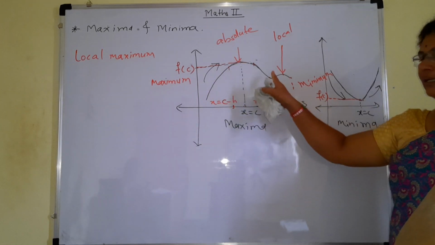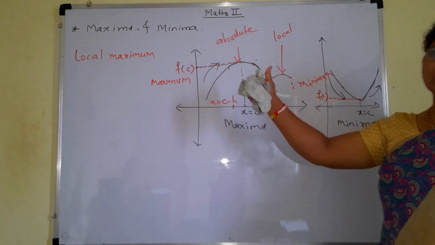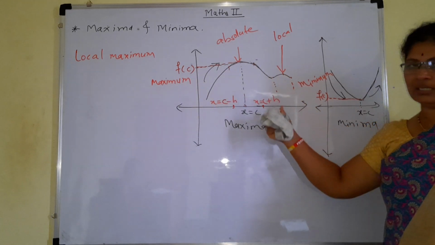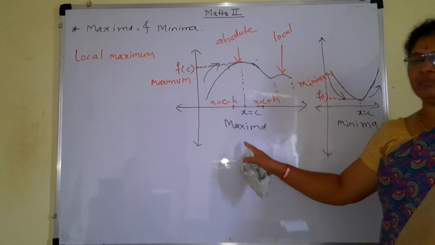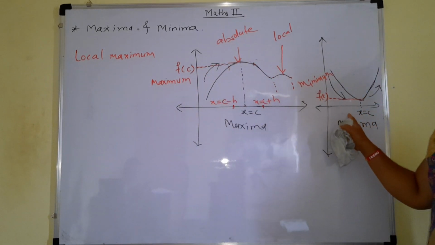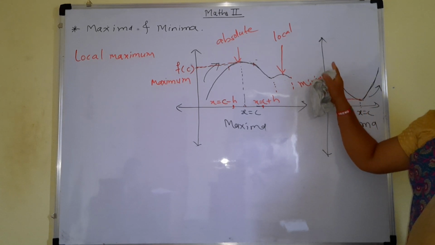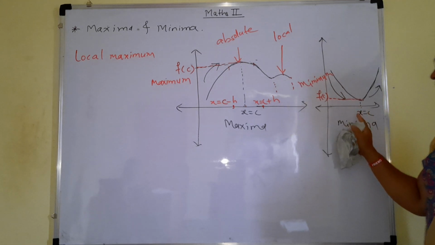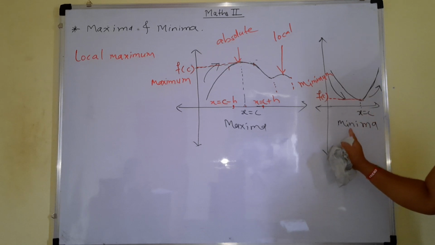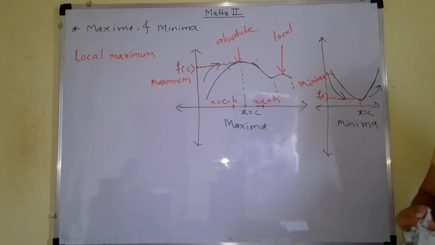Increasing function, decreasing function. For the same function, if a part is increasing and after a point, the part is decreasing, then that point is maxima, and the value of the function is maximum. If for a function at x is equal to c, before x is equal to c the part is decreasing, and after x is equal to c the part is increasing, then x is minima, and the value of the function at that point is the minimum value.